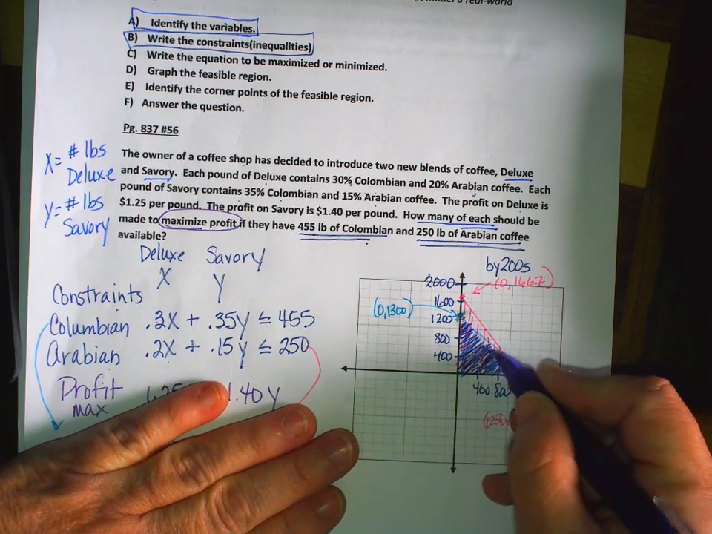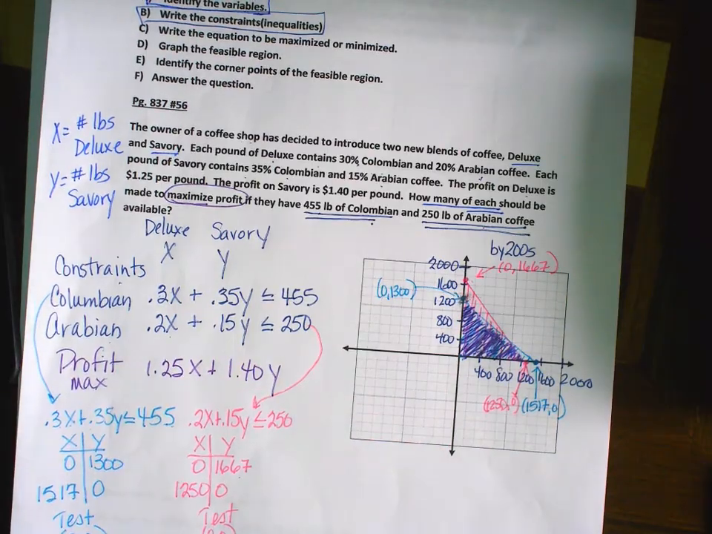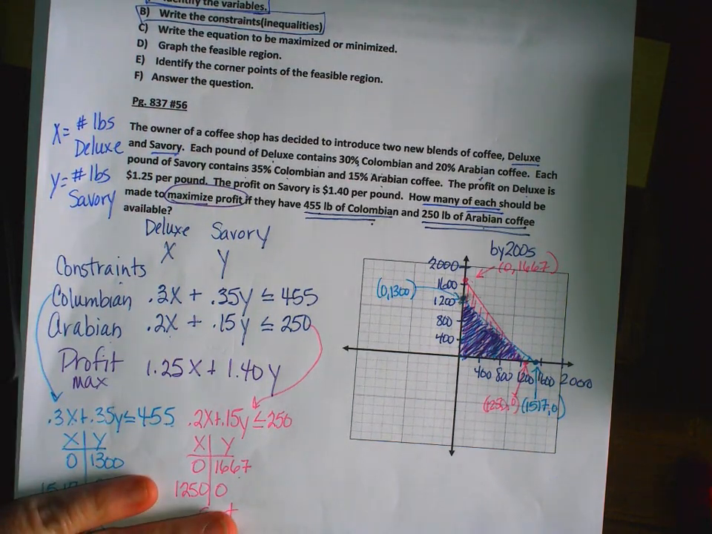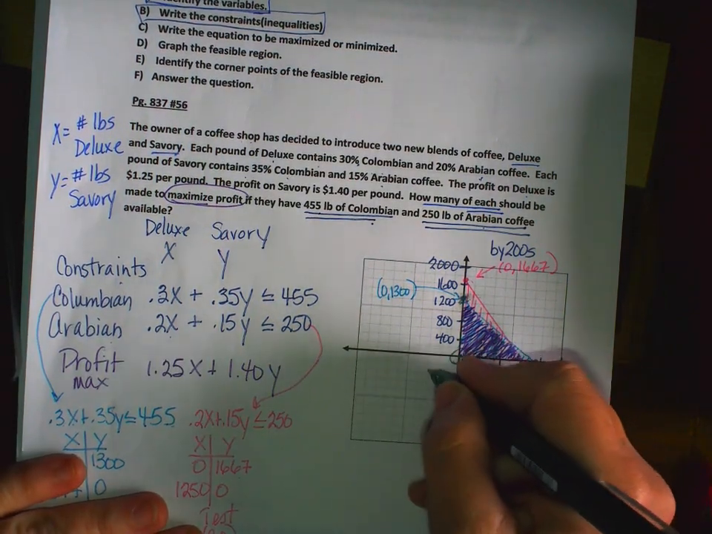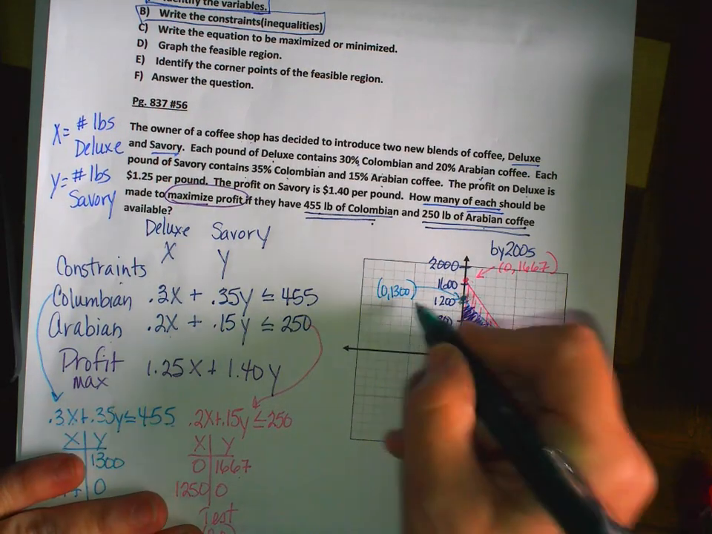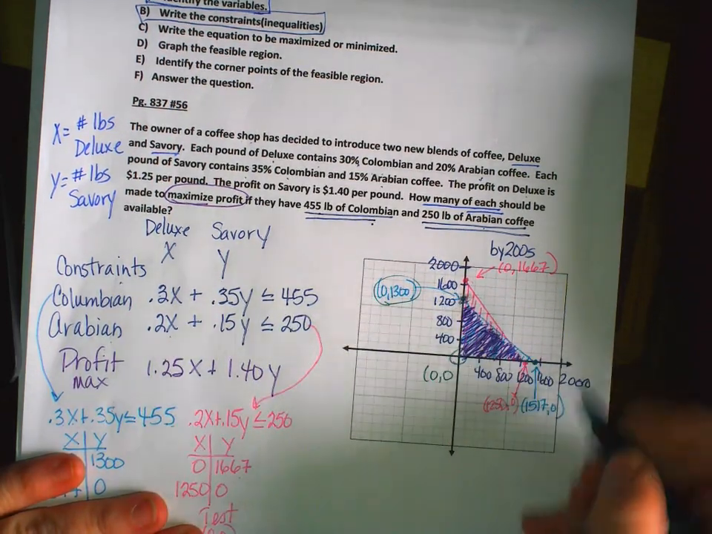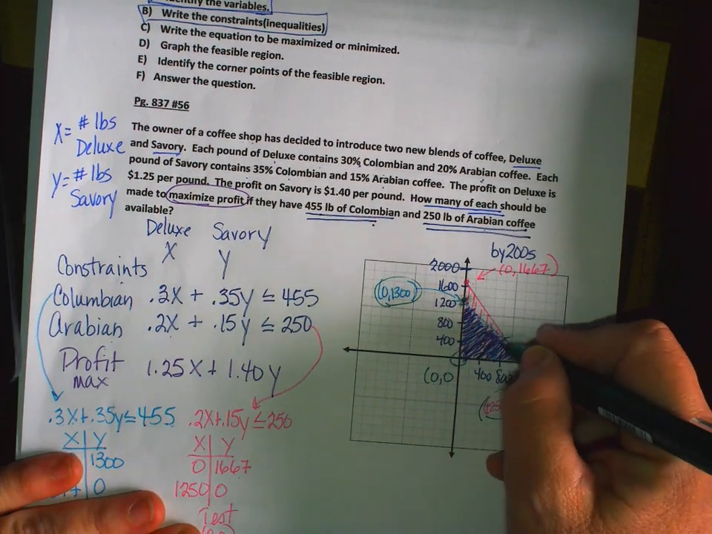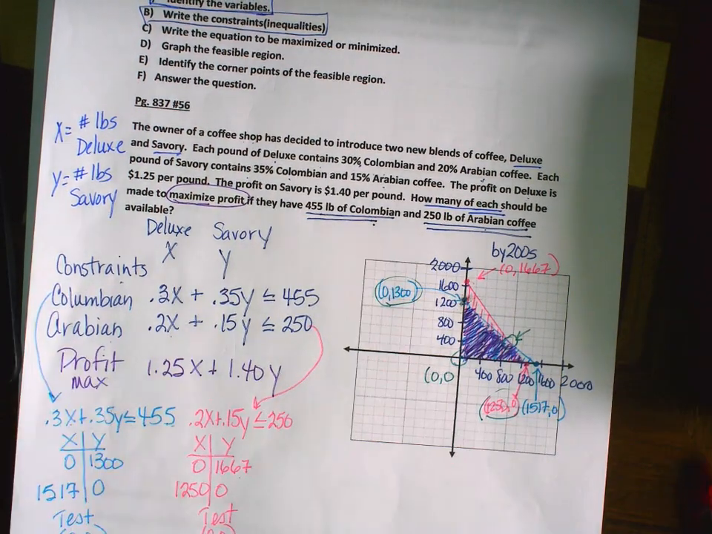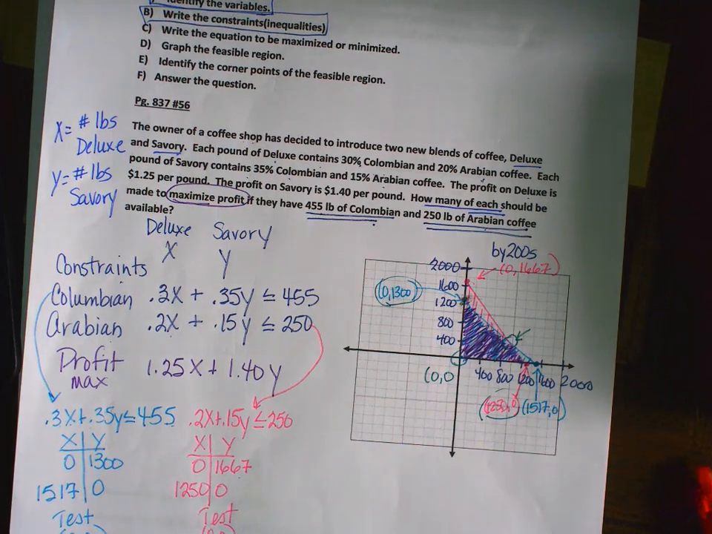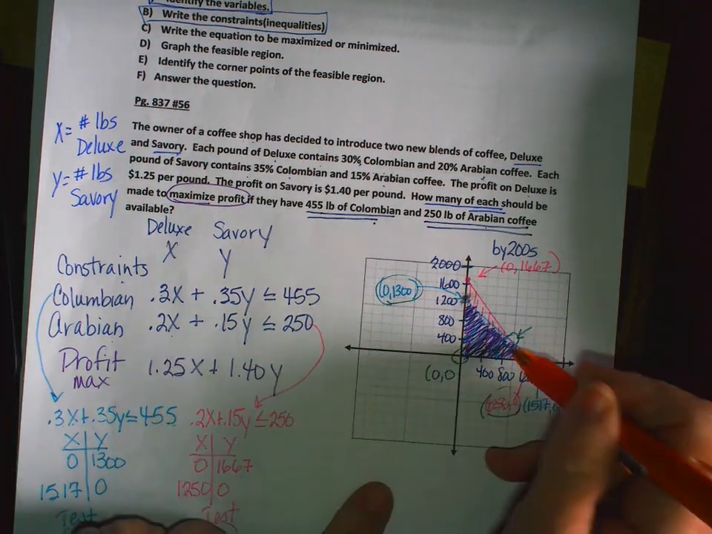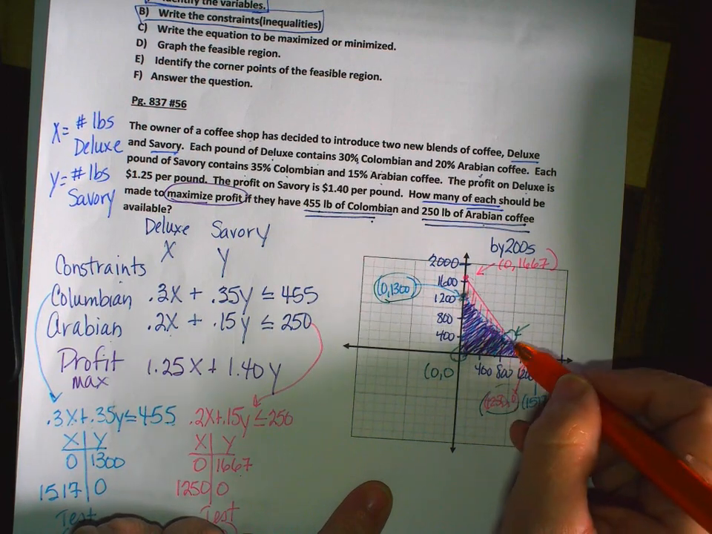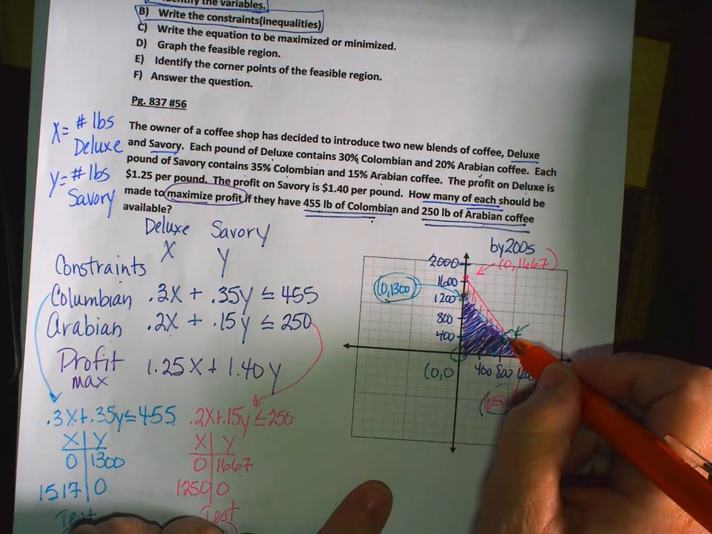And I've got to identify all of the corner points. Okay, this is a corner point, that's 0, 0. This is a corner point right there. This is a corner point here, but I also have a point here where the lines cross, and I don't know what that point is. But in order to find that point, all I've got to do is find the solution for those two lines. Because remember, wherever two lines cross, that's the solution for both.